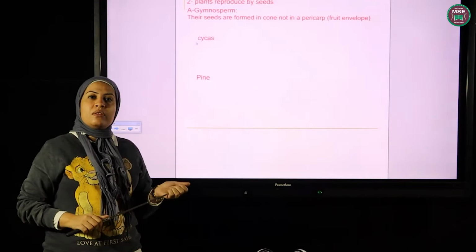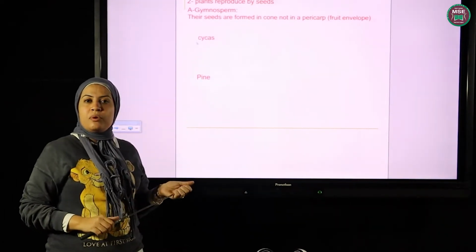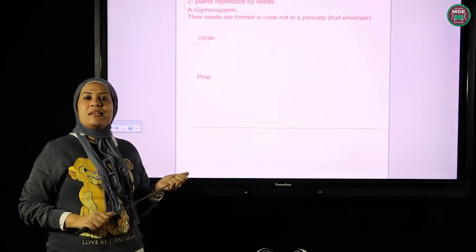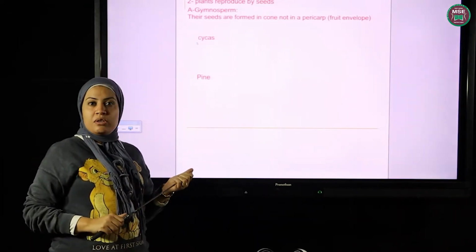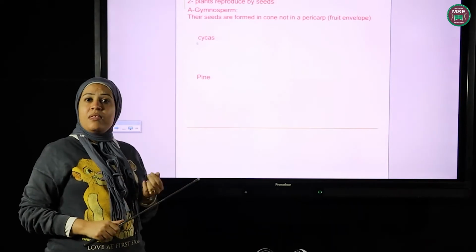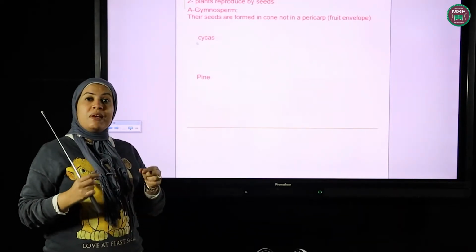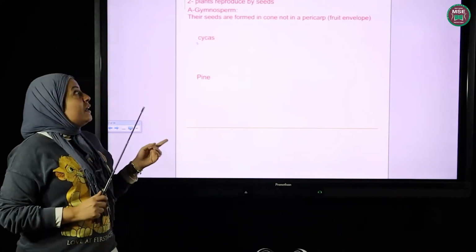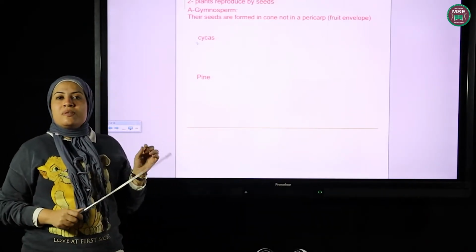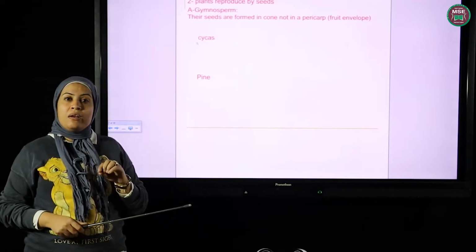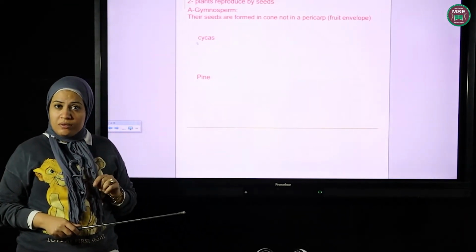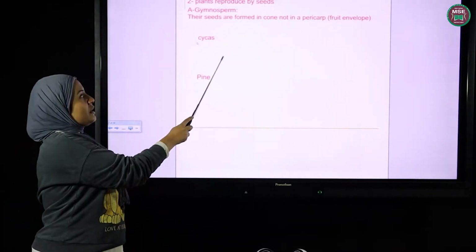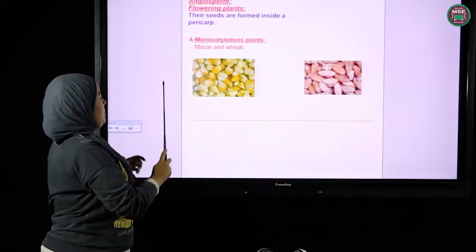Now we will talk about the plants that reproduce by forming seeds. First, we will talk about the plants that form seeds inside cones and not in the pericarp. What is the meaning of pericarp? Pericarp means the plant envelope or the fruit envelope, okay? The plants that produce the seeds inside cones and no pericarp are called Gymnosperms. I have two examples of Gymnosperms. Cycas plant, and this is the shape of cycas plant.